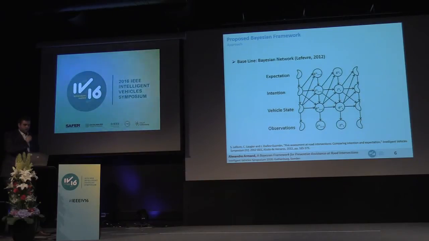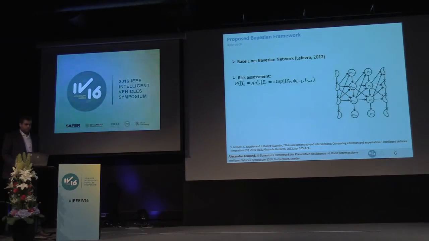And actually the baseline of this work is based on this Bayesian network. It was developed by Stéphanie Lefebvre a few years ago, and this is with the approach comparing intention and expectation. So basically we can perform risk assessment by computing the probability, at a road intersection, that the driver has the intention to go while he is expected to stop.